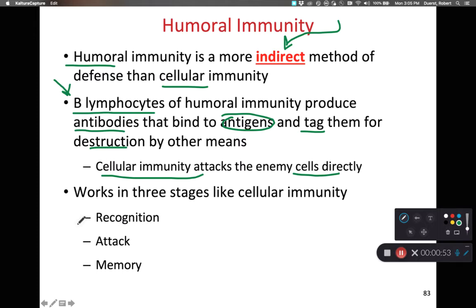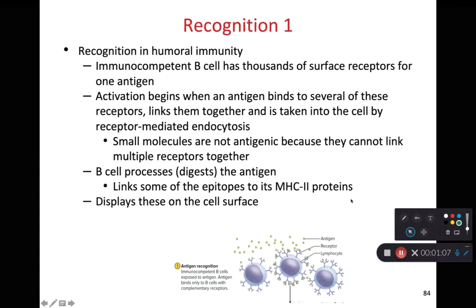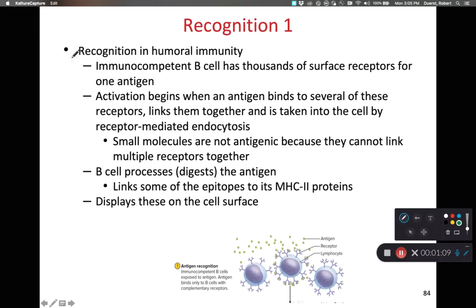Humoral immunity works in the same way as cellular immunity, in that there are three stages. We have the recognize and attack, and then memory or remember stage. So as we look at humoral immunity, let's look at recognition. We first need to have some kind of a way of activating the B cells. And those B cells need to recognize the antigen they are designed for.